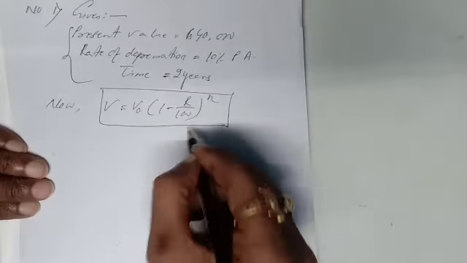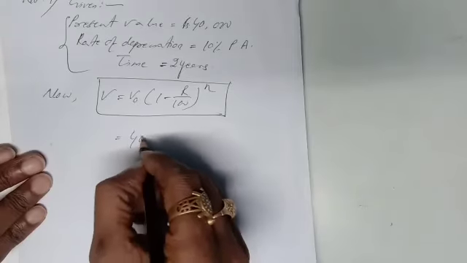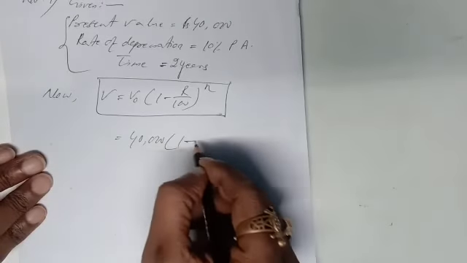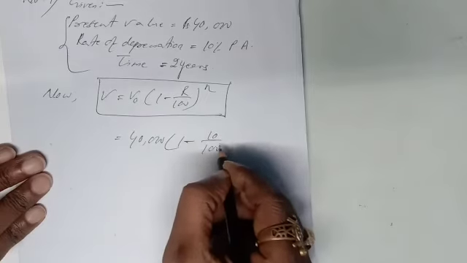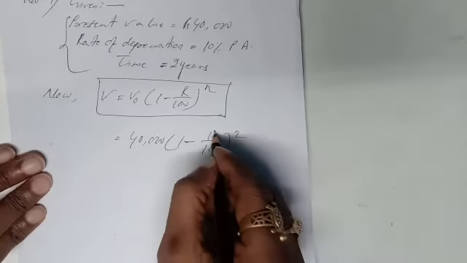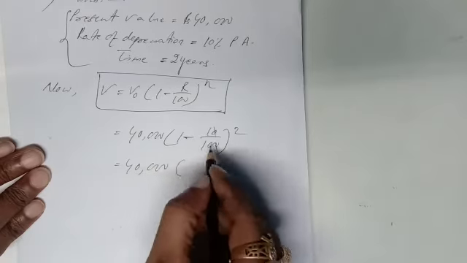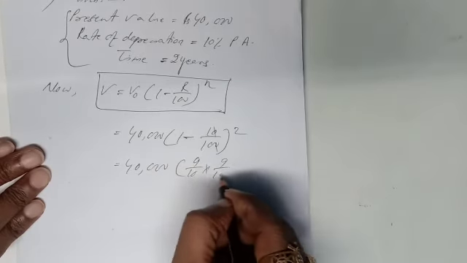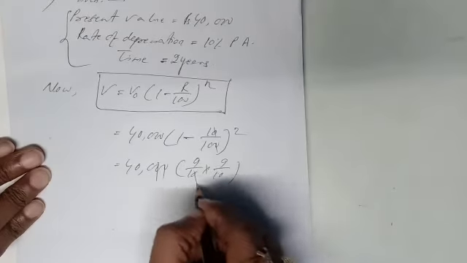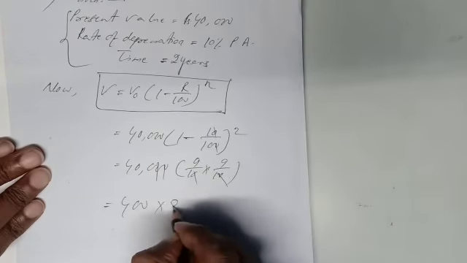This is the formula. In case of depreciation, you have to apply this formula V is equal to V0 (1 minus R by 100) to the power n. Here V0 is 40,000. 1 minus rate, which is 10 by 100, time given 2 years. 1 0 cancel. That means 40,000 times 9 by 10 into 9 by 10. 2 0s will be cancelled here. How much are we getting? 400 into 81.